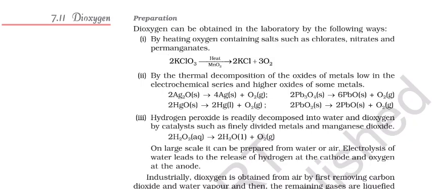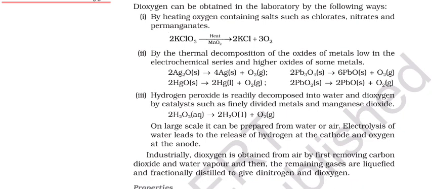Dioxygen preparation. Dioxygen can be obtained in the laboratory in the following ways: by heating oxygen containing salts such as chlorates, nitrates and permanganates; by the thermal decomposition of the oxides of metals low in the electrochemical series and higher oxides of some metals. Hydrogen peroxide is readily decomposed into water and dioxygen by catalysts such as finely divided metals and manganese dioxide. On a large scale, it can be prepared from water or air. Electrolysis of water leads to the release of hydrogen at the cathode and oxygen at the anode. Industrially, dioxygen is obtained from air by first removing carbon dioxide and water vapors, and then the remaining gases are liquefied and fractionally distilled to give dinitrogen and dioxygen.